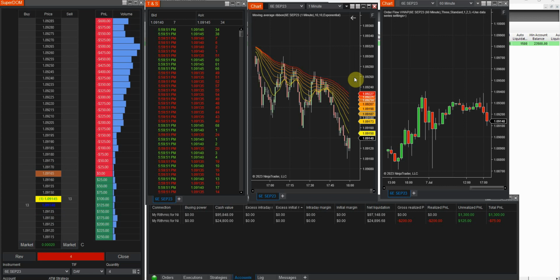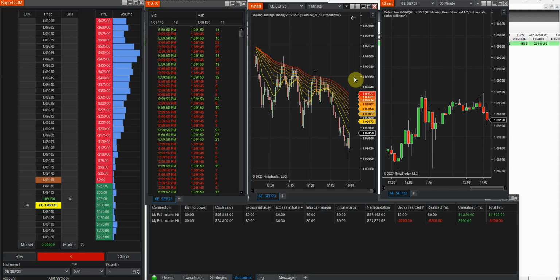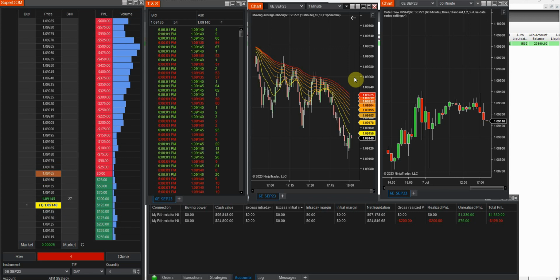There's a lot of asks getting hit. Oh, there's the bids. We're 1 minute from that next hourly candle. We're having some really strong movement, and that's buying.